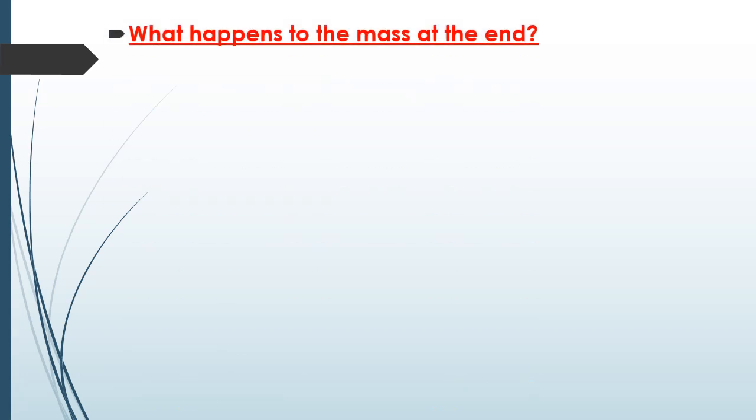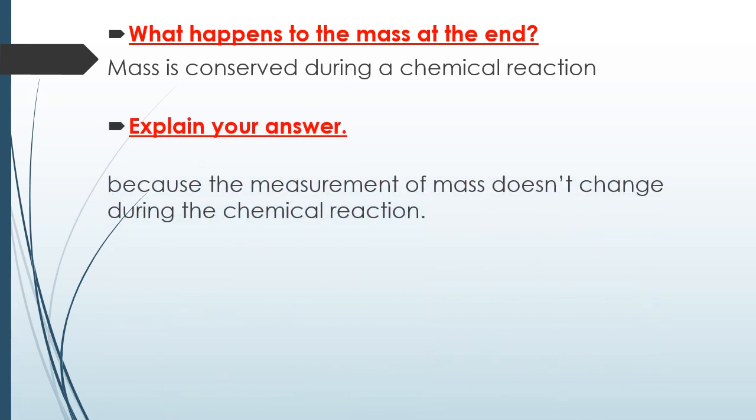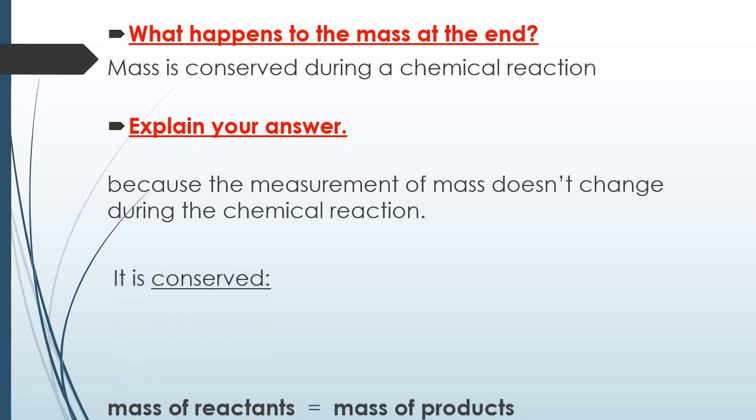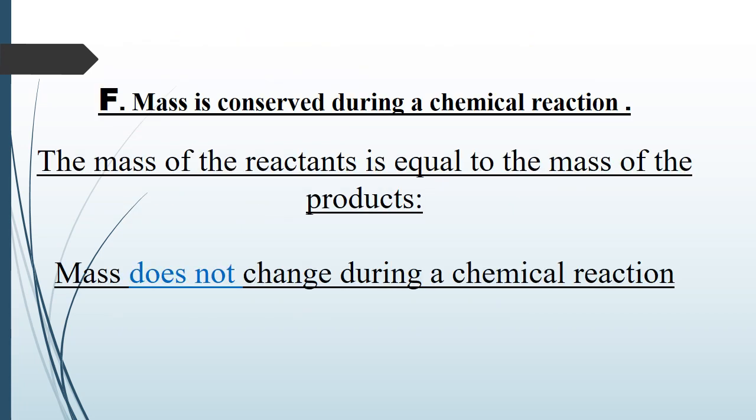What happens to the mass at the end? Mass is conserved during a chemical reaction. Explain. Because the measurement of mass doesn't change during the chemical reaction. It is conserved. Mass of شو يعني it is conserved؟ يعني mass of reactants is equal to the mass of products. Mass is conserved during a chemical reaction. The mass of reactants is equal to the mass of products. Mass doesn't change during a chemical reaction.